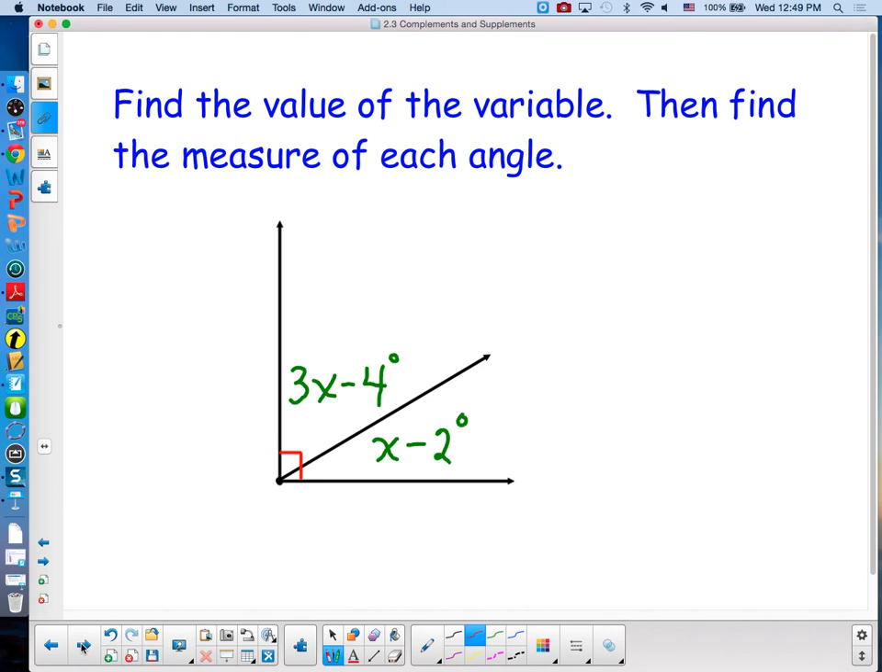How about this one? Figure out what the variable is, and then we'll find the measure of each angle to make sure it worked out right. Notice we've still got the 90-degree marking, so these two angles are complementary. Let's more practice solving equations.